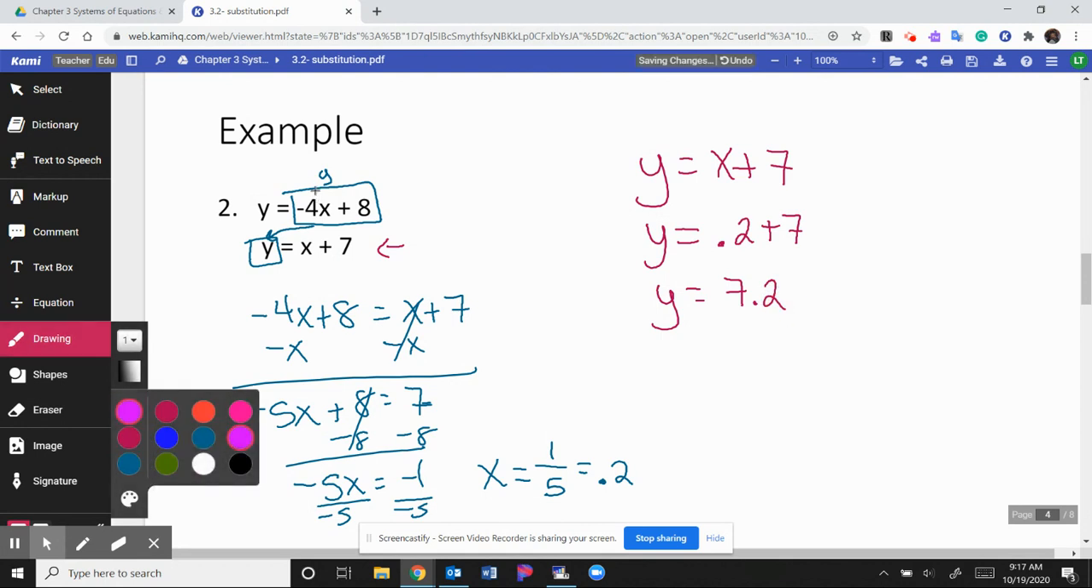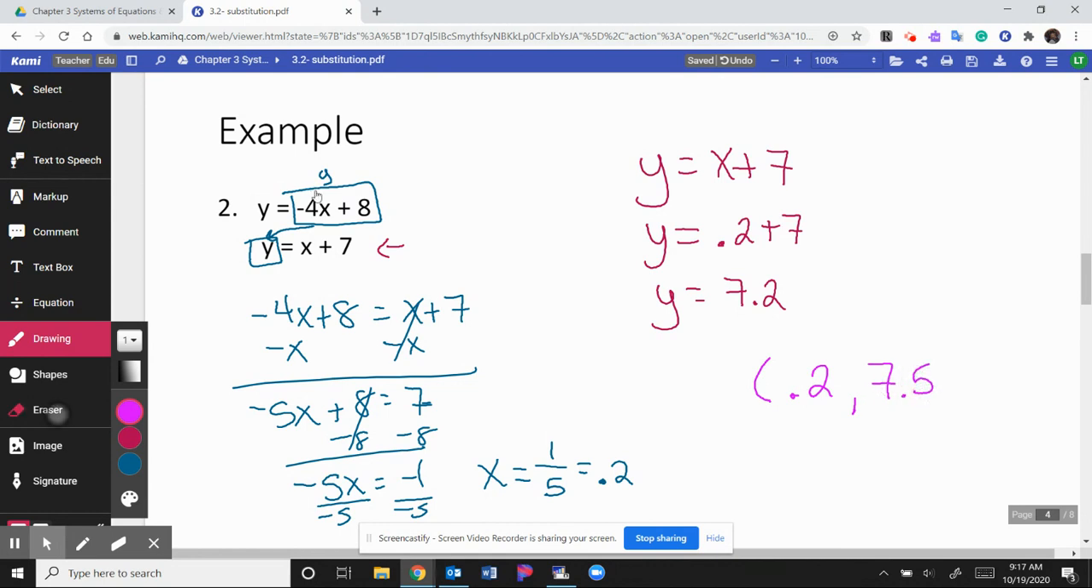So my actual solution here is 0.2 comma 7.2. Oops, not 5.2. So if you think about that, if you would have tried to do this one graphing by hand, there's no way that you could have actually gotten an accurate answer.